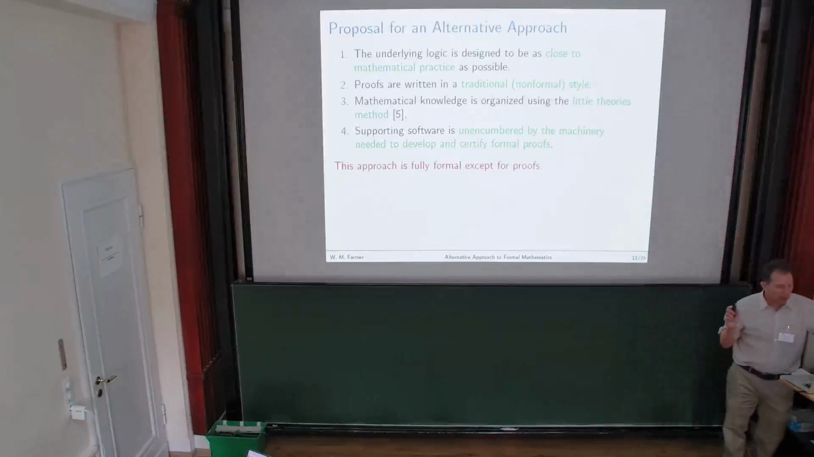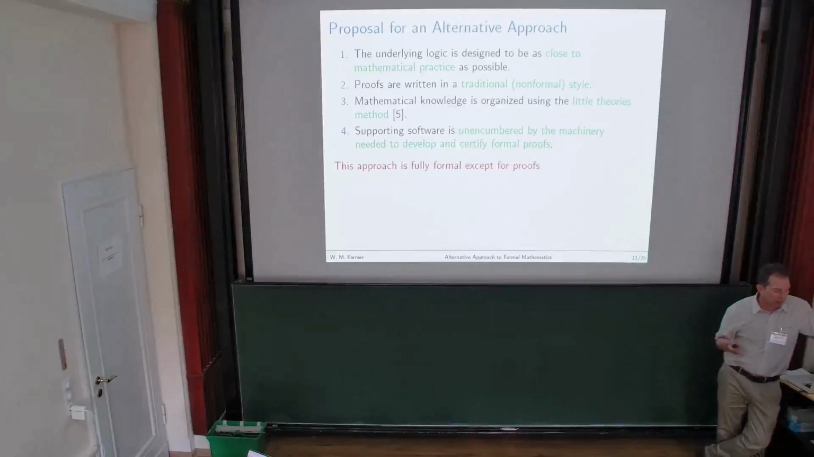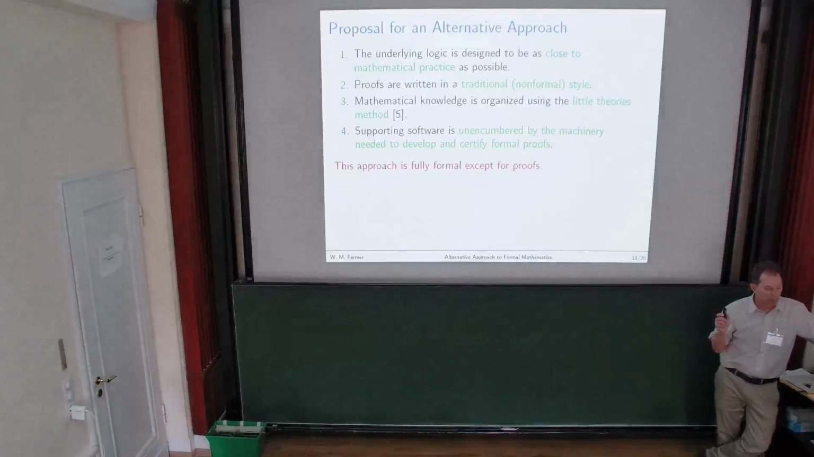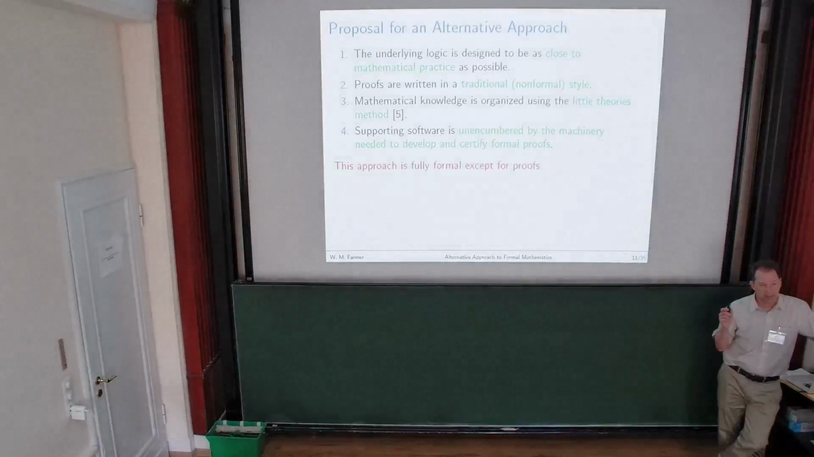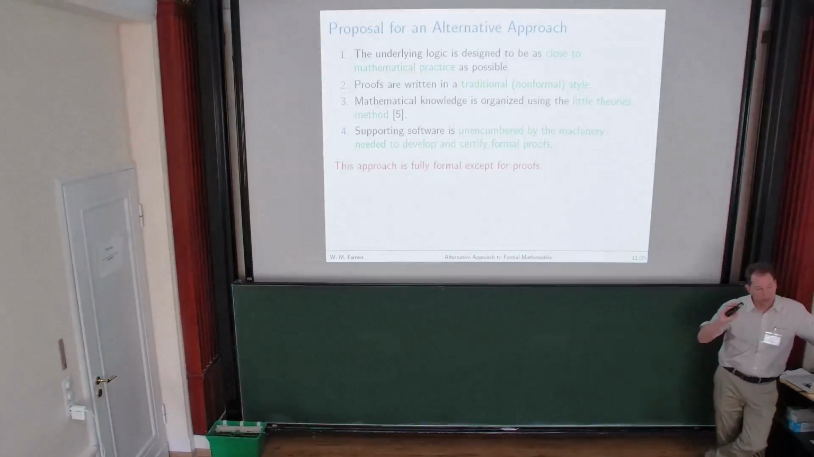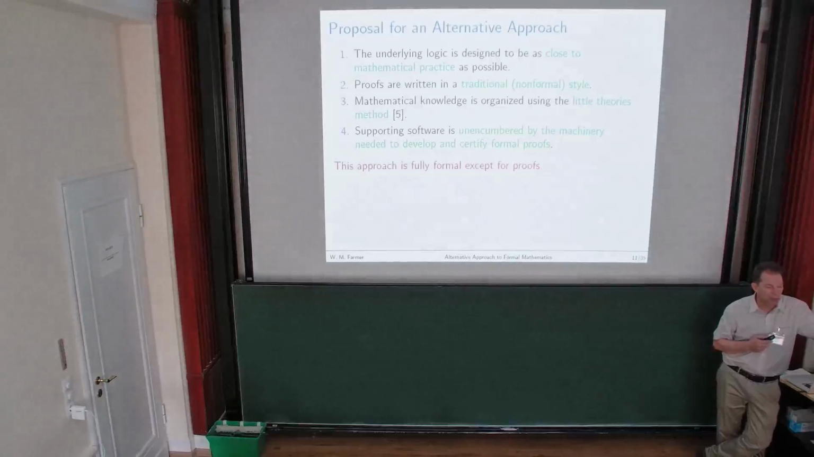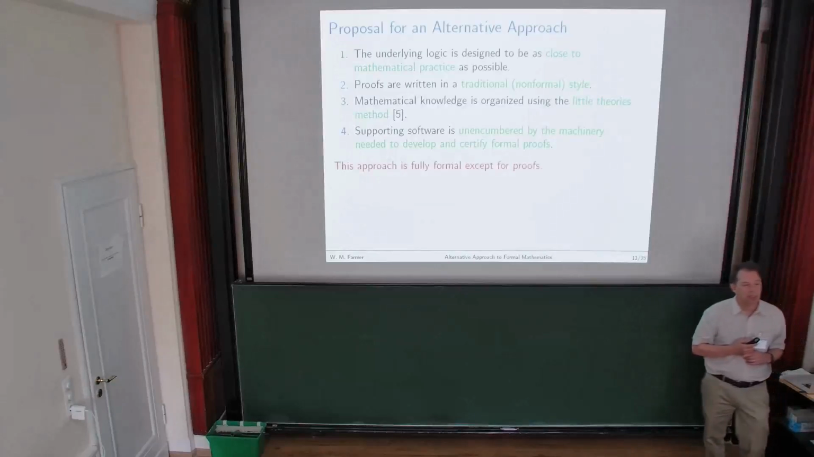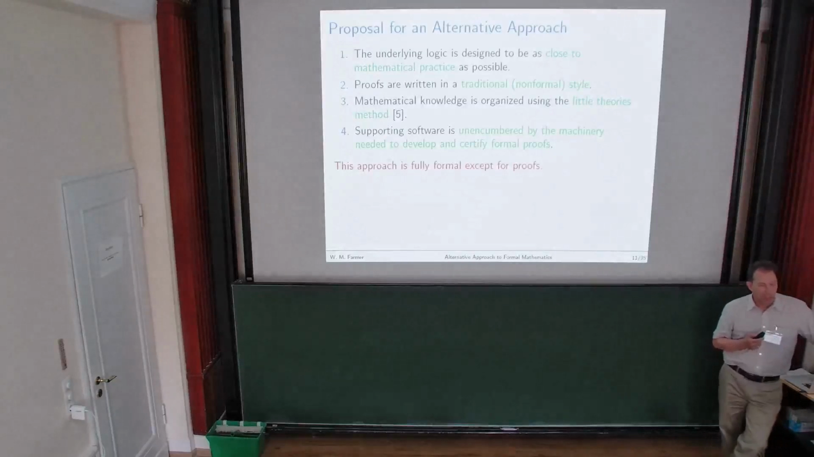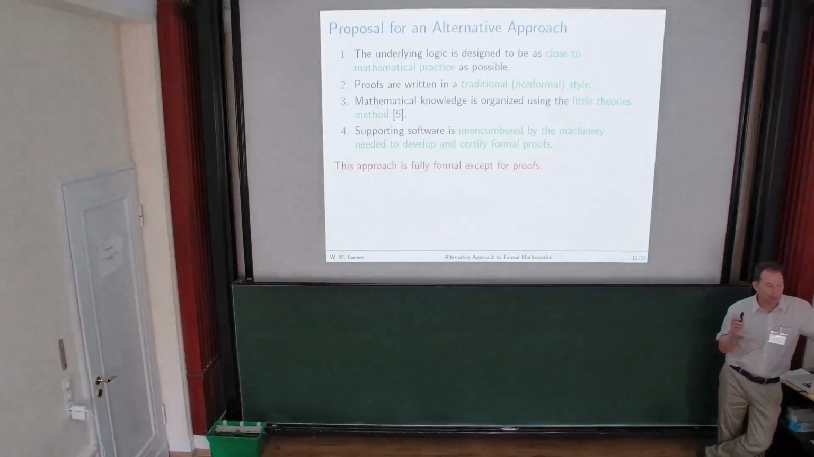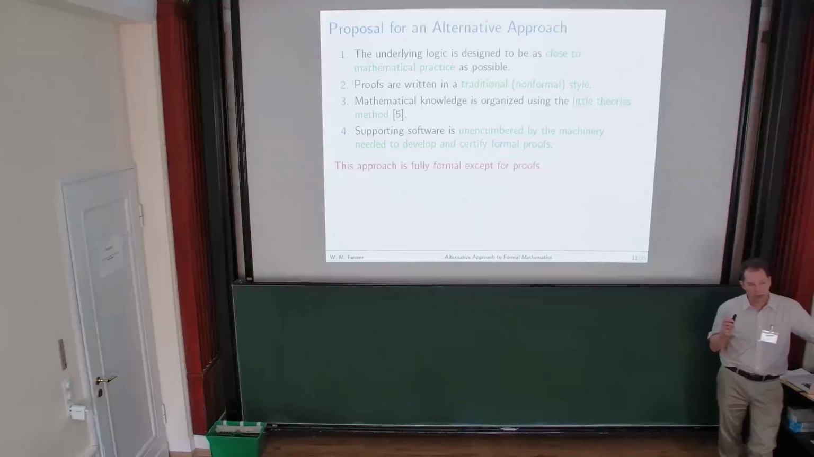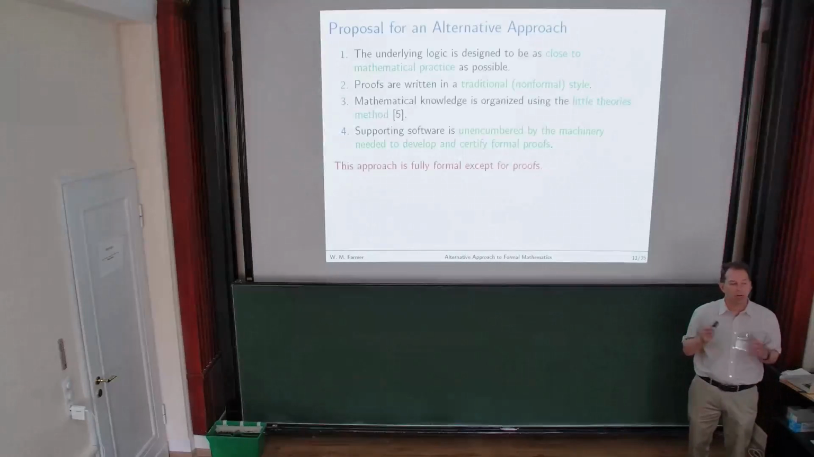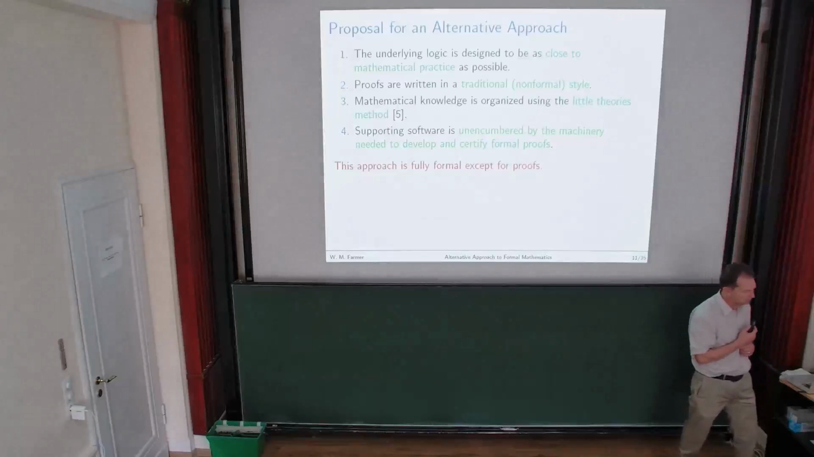So I have a proposal for an alternative approach, and it basically has 4 parts. The first is to use an underlying logic that's designed to be as close as possible to mathematical practice. So still be a formal logic, but try to do things in a way that most people who use mathematics would be comfortable with. The second is proofs are all written in a traditional normal style. They don't have to be formal. And the third is mathematical knowledge is organized according to the little theories approach, which I think is the best way to build up bodies of mathematical knowledge. I'll say more about that in a moment.